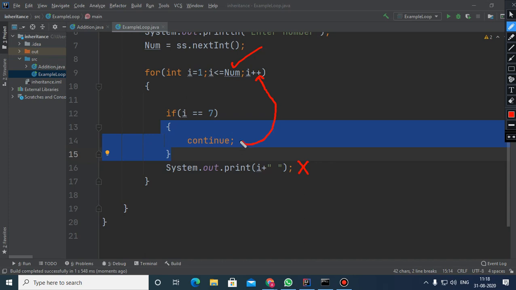So there was an immediate return of the control to this I++, and after that this condition will be checked. In that case, the value of I will become 8. And when I was 7, this statement did not get executed.